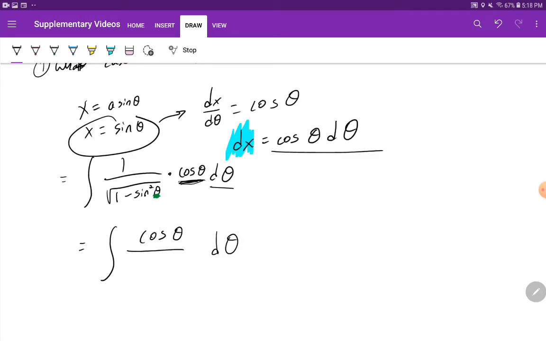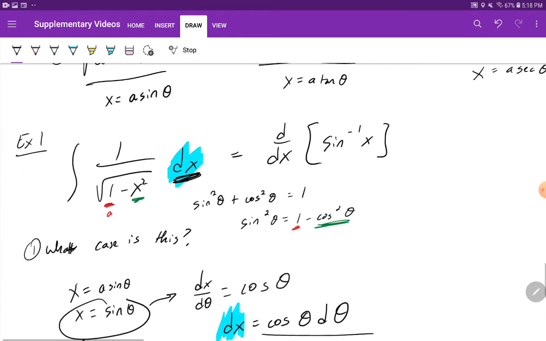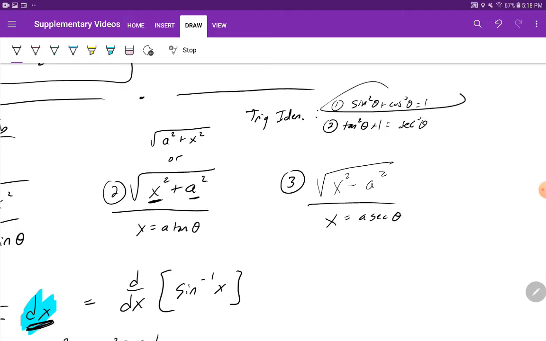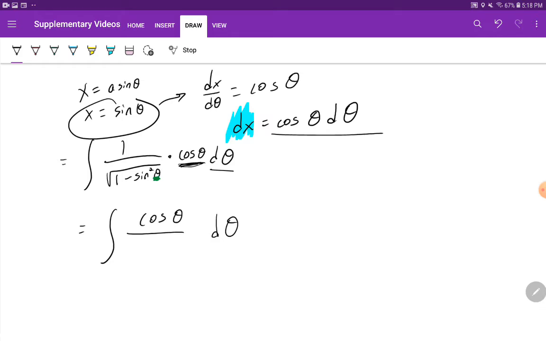On the bottom, what do you see? You see 1 minus sine squared theta. And you're like, wait a minute, he said something about that in the past, right? He said something about that up here. Oh yeah, our trig identities. I know that 1 minus sine squared theta is actually equal to cosine squared of theta.